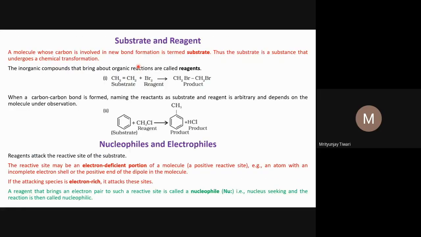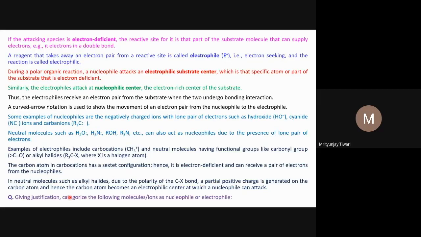A nucleophilic reaction we have just seen here. When a nucleophilic attack happens during a chemical reaction, the reaction is called a nucleophilic reaction, and nucleophilic substitution reactions are one example of nucleophilic reactions. Nucleophilic substitution of first order, second order, and some other types of nucleophilic substitution reactions are also there.